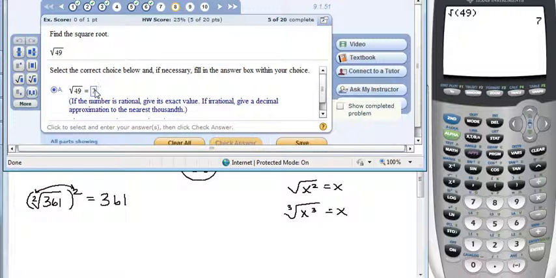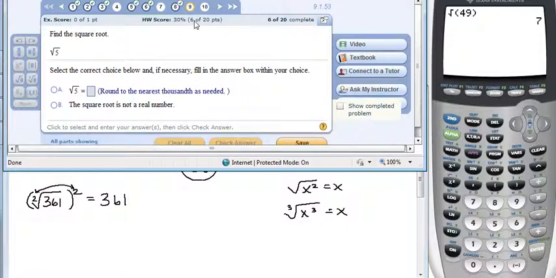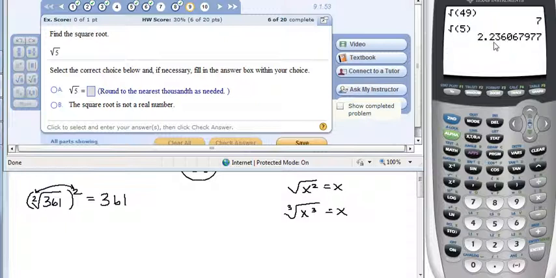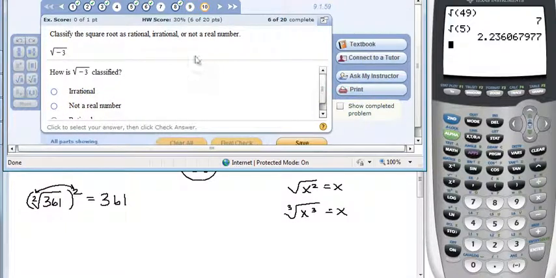Principal. Positive. No negative. All right? Here we can round to the nearest thousandth. The square root of 5 is not a perfect square, so we don't know what that is. So we would say it's 2.236. All right? So we can use our calculator for it. These are going to go really quick.